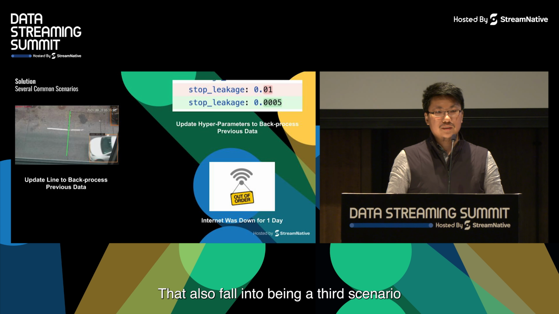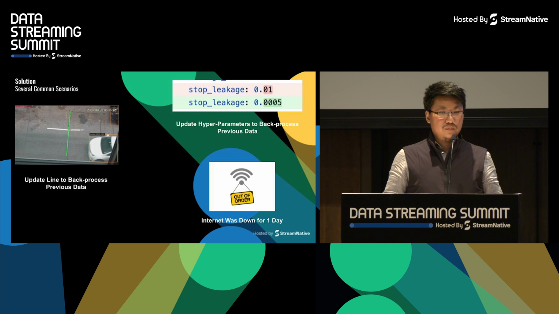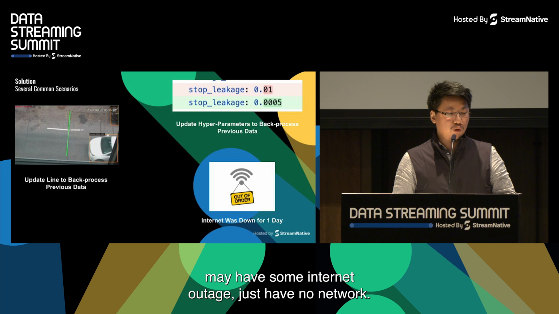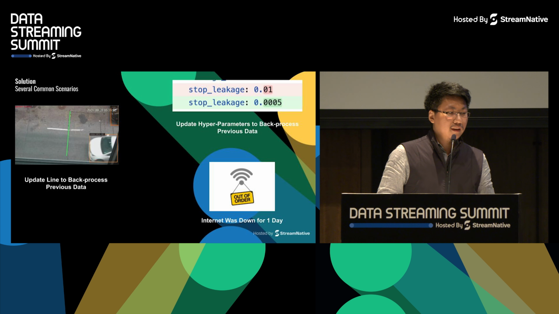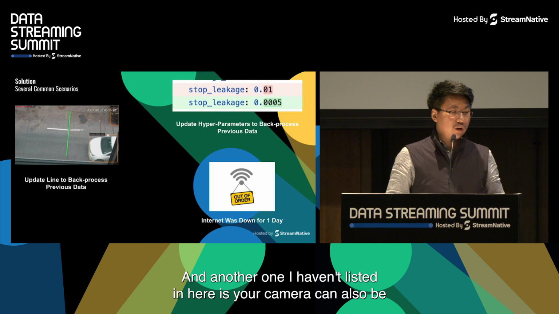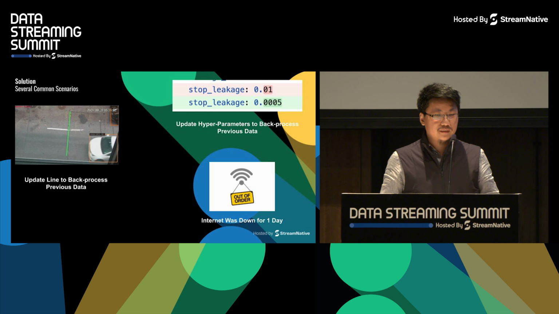A third scenario that actually happens very often is you have some internet outage, just have no network, everything goes offline. And another one I haven't listed in here is your camera can also be totally pixelized and corrupted.